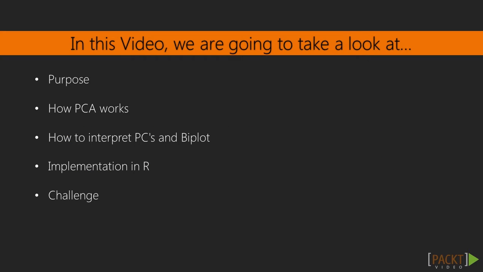In this video, we will understand how PCA can be used as a tool to reduce dimensionality of the data. That means we convert a lot of features to a few principal components. We will also see how to implement it in R and interpret the results.